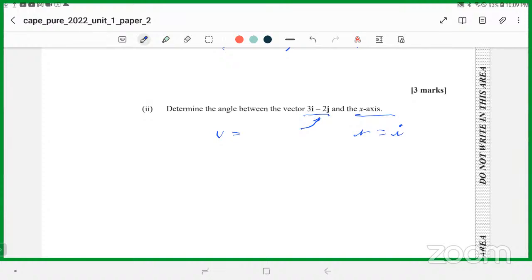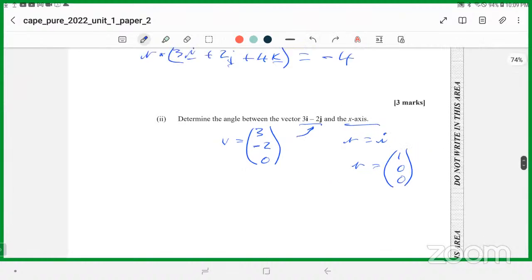And I can use two components, because this just has the i alone. But I'm going to call that vector V, 3, minus 2, 0. And then the x-axis as a direction vector, I can call it R. It is equal to i right there. So I can write it as R equals 1, 0, 0. So I'm trying to find an angle between those two vectors. Easy as that.